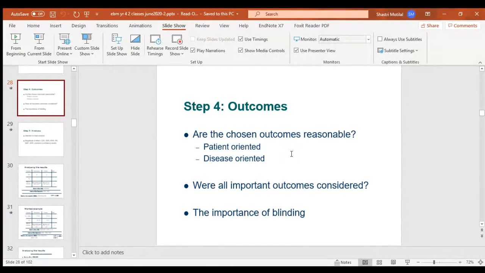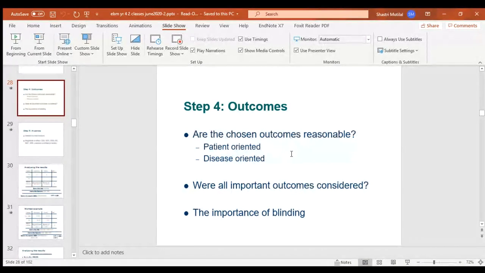And there's this thing called blinding. Blinding essentially means someone doesn't know something, and blinding is used in randomized controlled trials. It could be single blind, double blind, triple blind. Single blind means the patient in the trial doesn't know what treatment they're getting.